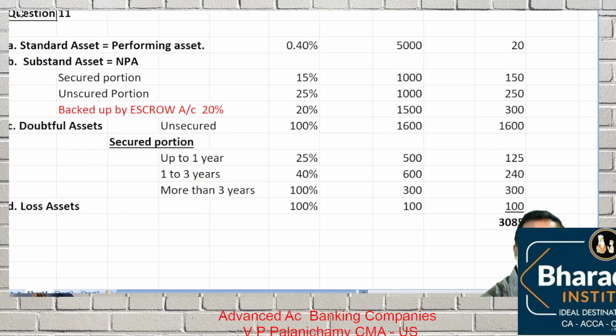Pause and copy if required. Yes, you check the question: 3500, secured portion 1000, remaining 2500 will be there. Backed up by escrow account is 1500, for which 20%. Unsecured portion is 25%. That is for substandard assets. Doubtful assets it is direct.